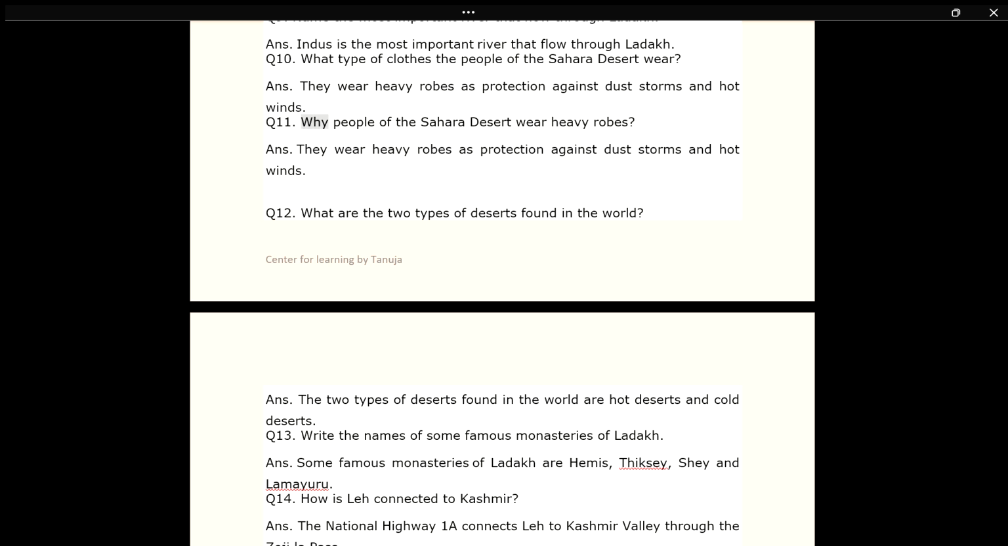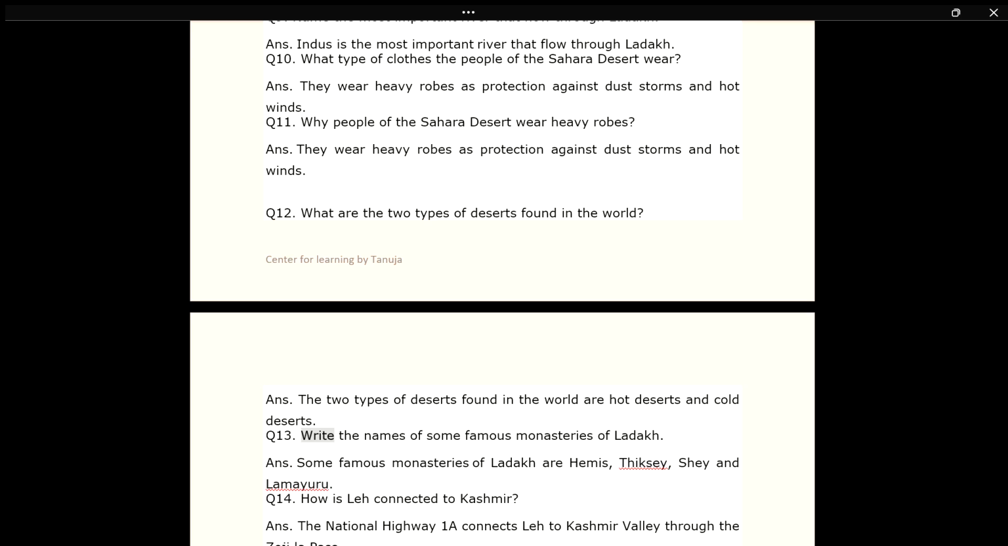Q11. Why do people of the Sahara Desert wear heavy robes? Ans. They wear heavy robes as protection against dust storms and hot winds. Q12. What are the two types of deserts found in the world? Ans. The two types of deserts found in the world are hot deserts and cold deserts.